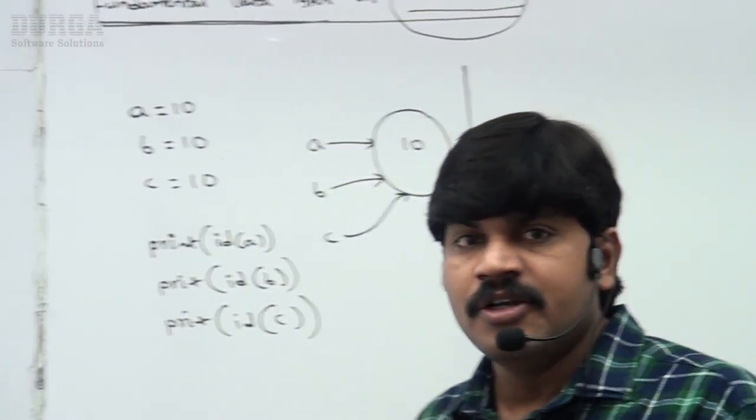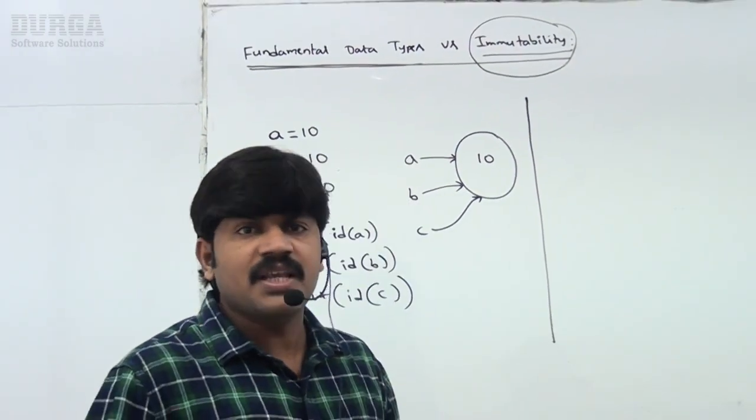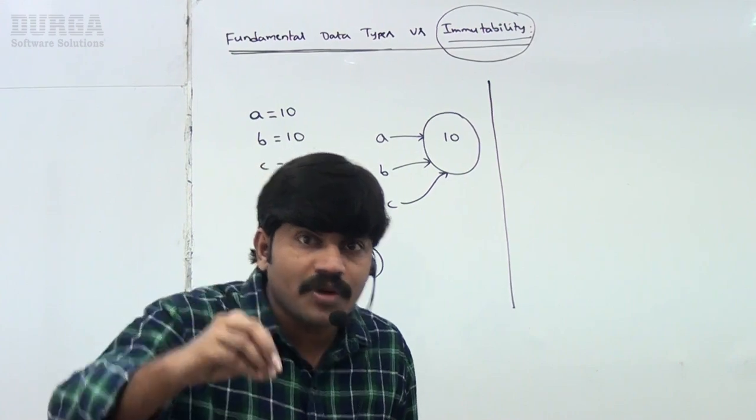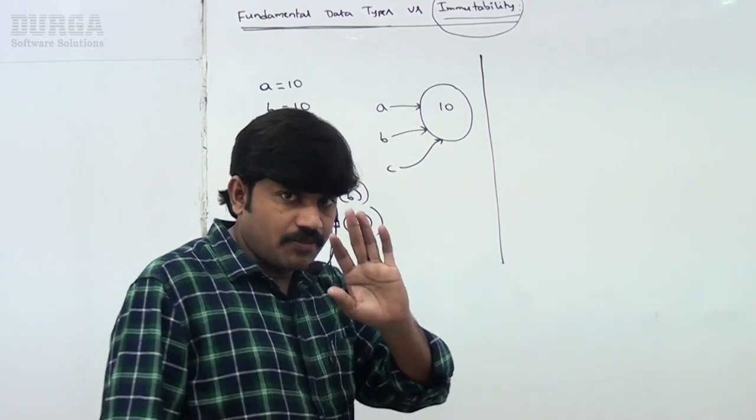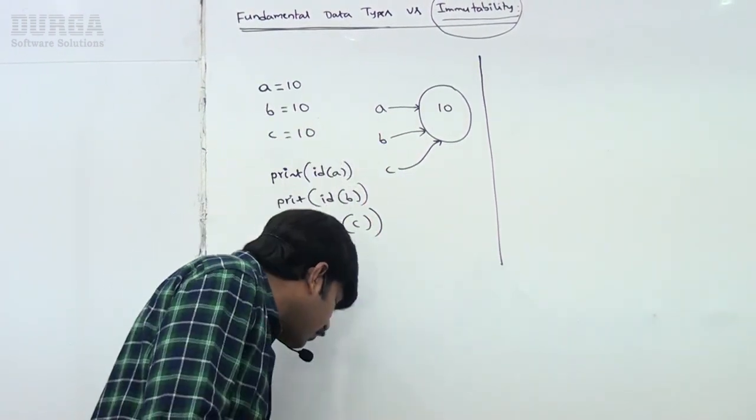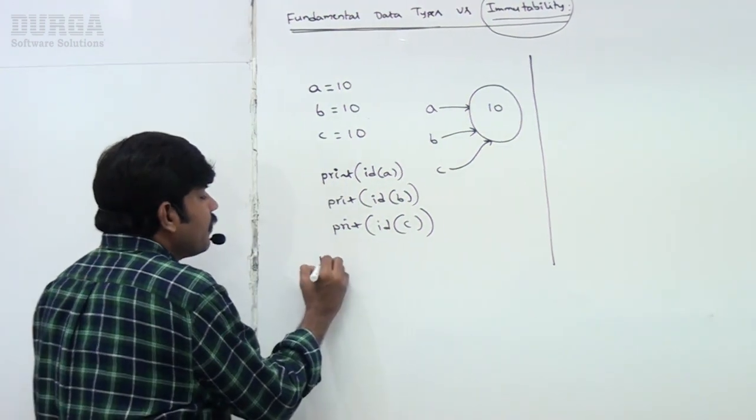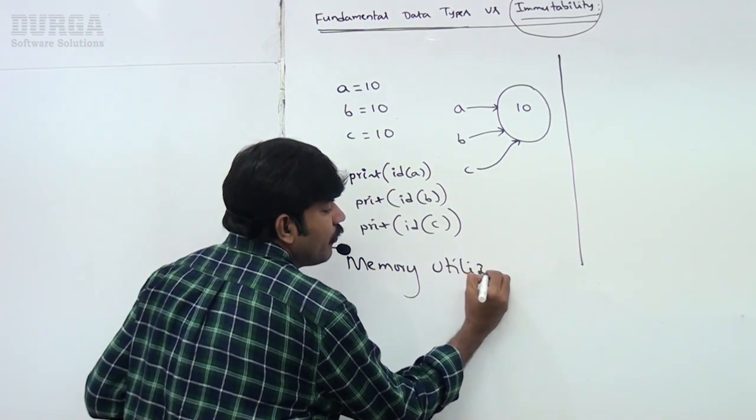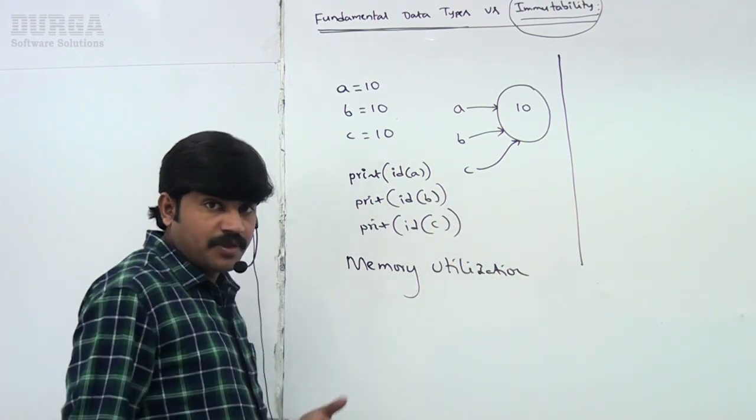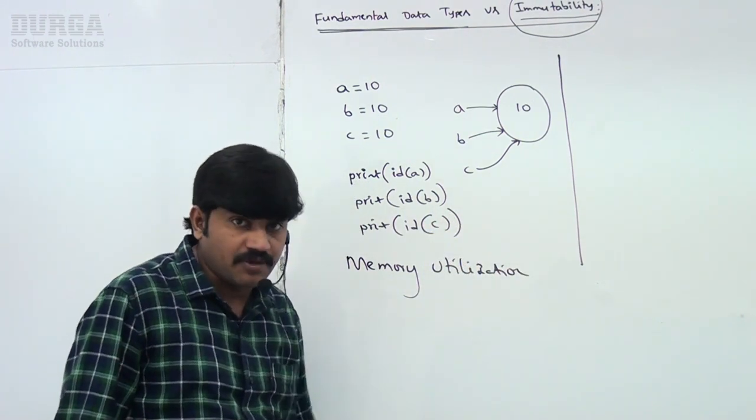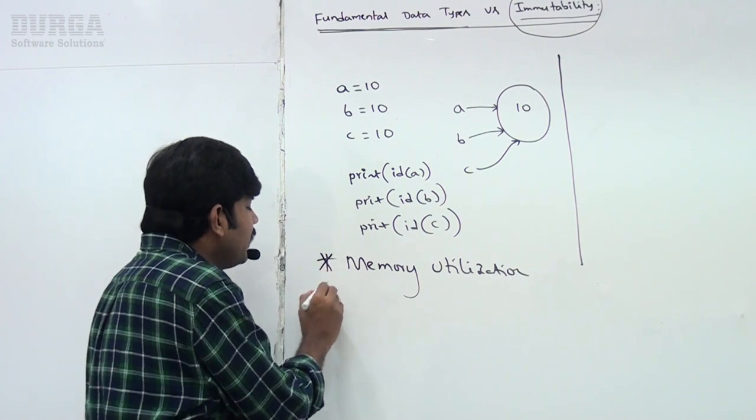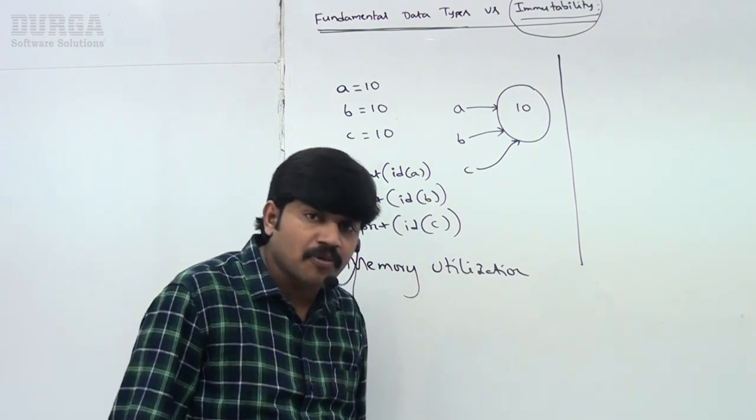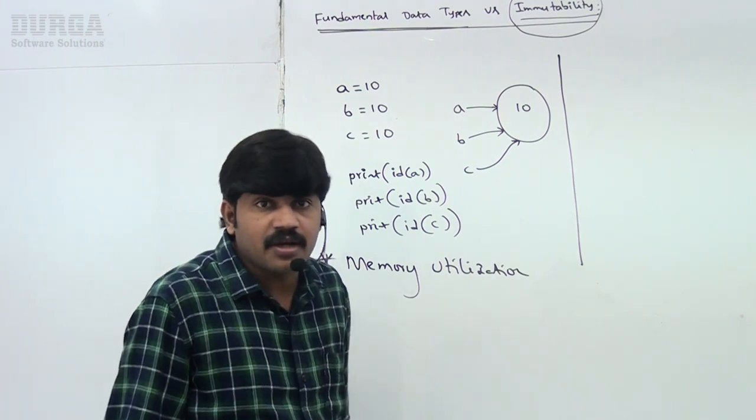Are you able to understand? So what is the biggest advantage here? Instead of creating three objects, we create only one object and reuse the same object. The biggest advantage is that memory utilization is improved, so memory is saved. The second advantage is that creating an object is a costly operation in any programming language.